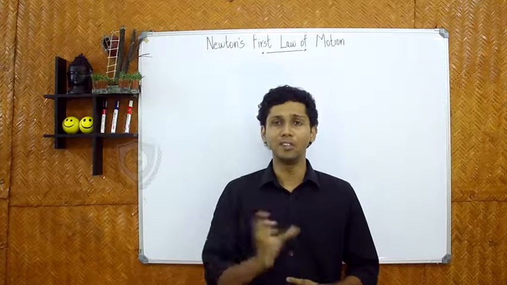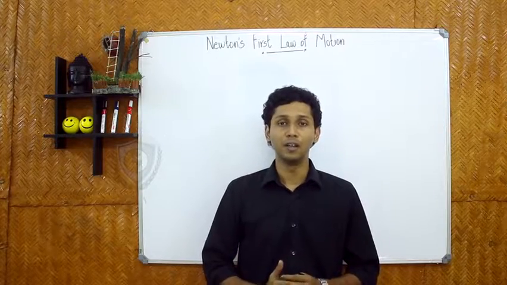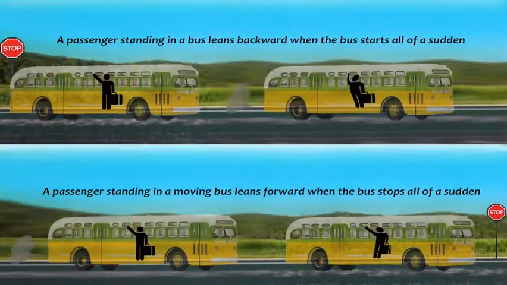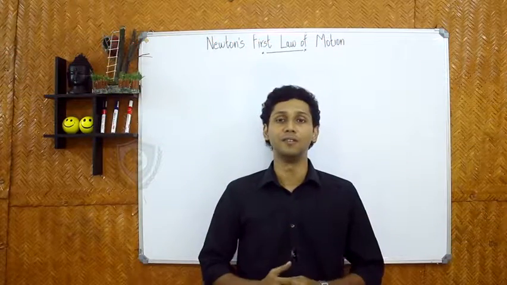We will start by considering a very simple example which is very familiar to you. Consider a bus which was initially at rest. Now, when someone starts this bus and it begins to move forward, you can see that the passengers on the bus may tend to fall backward. You must have observed this.